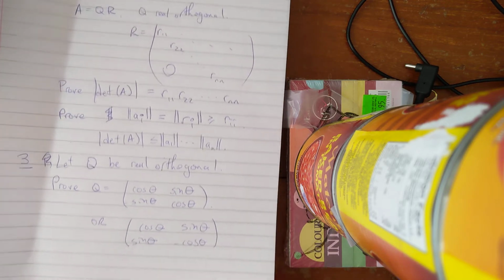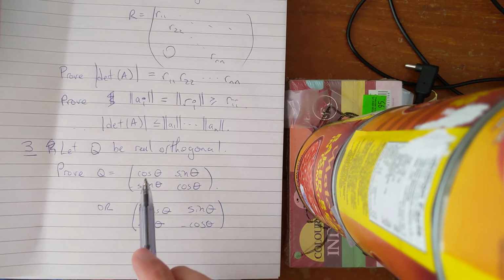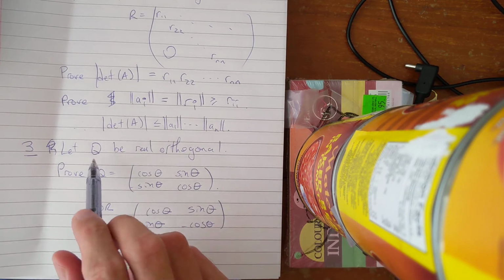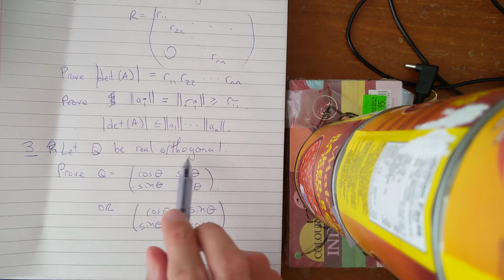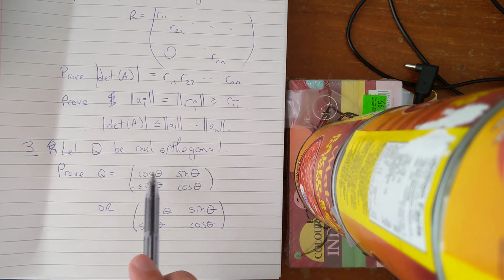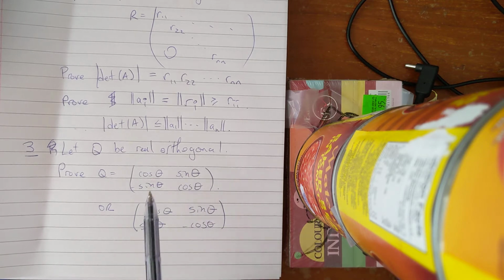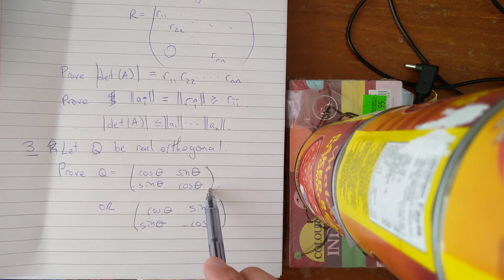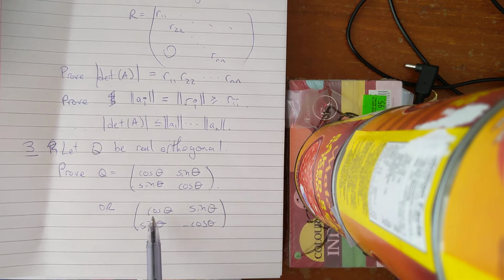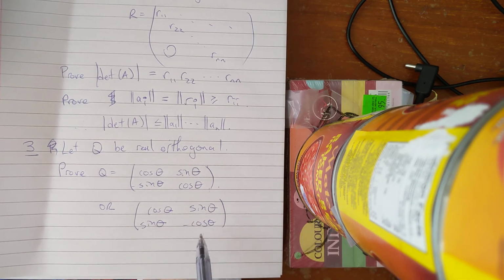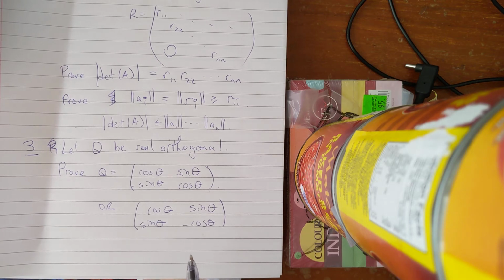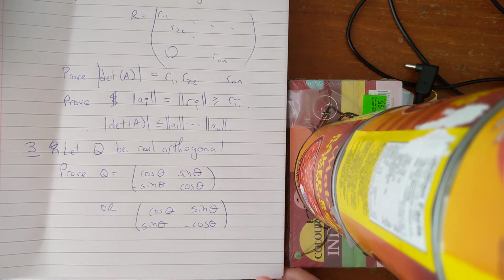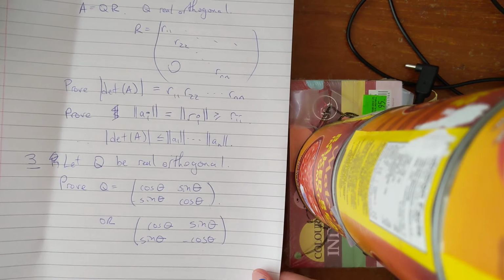Okay, and in the third video, we'll show that if Q is a real orthogonal matrix, it's of one of two forms, either cos theta, negative sine theta, sine theta, cos theta, or cos theta, sine theta, sine theta, negative cos theta. Okay, and we'll talk more about a strategy for that in the corresponding video.